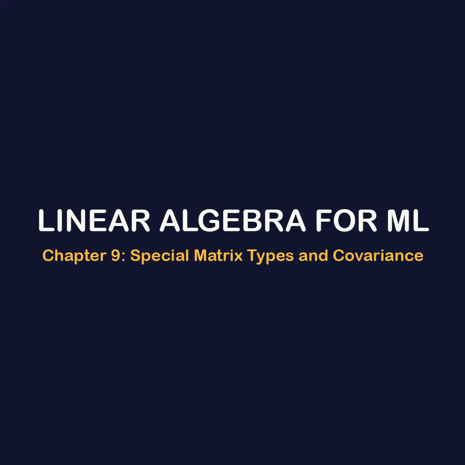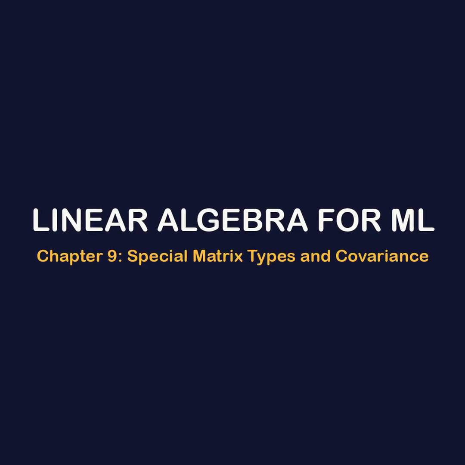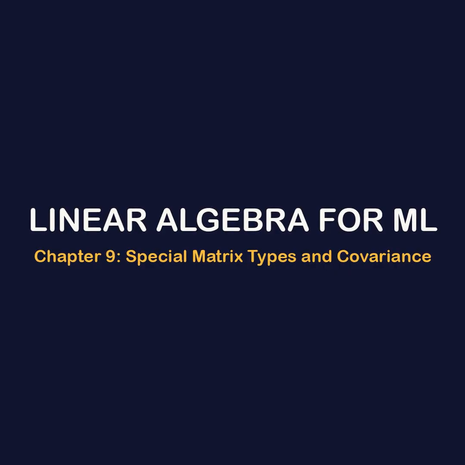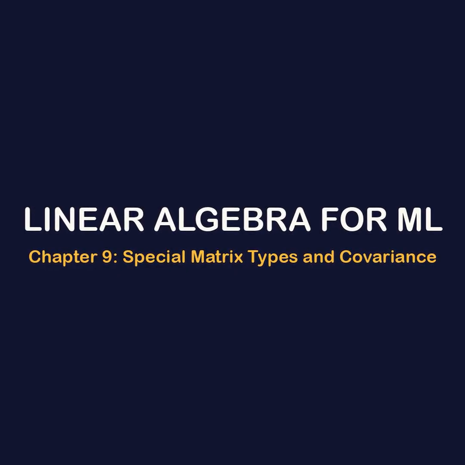Linear algebra for machine learning. Special matrix types and covariance. The library of matrix species opens. Special matrix types are recurring characters with powers. Diagonal matrices scale cleanly. Sparse matrices save memory. Toeplitz matrices hide convolutions. And covariance matrices reveal how features move together.